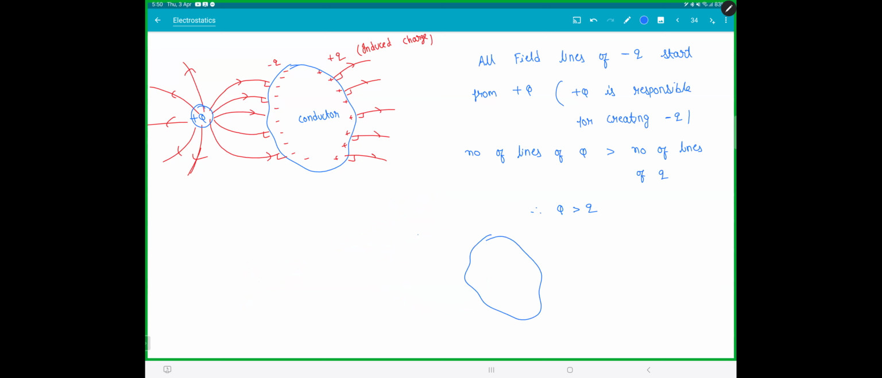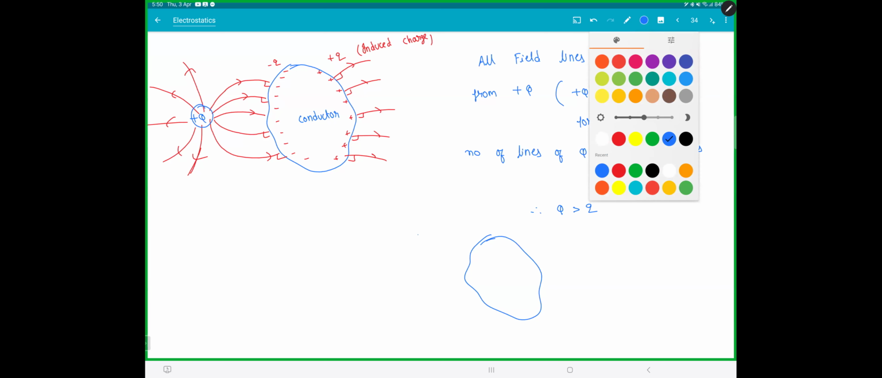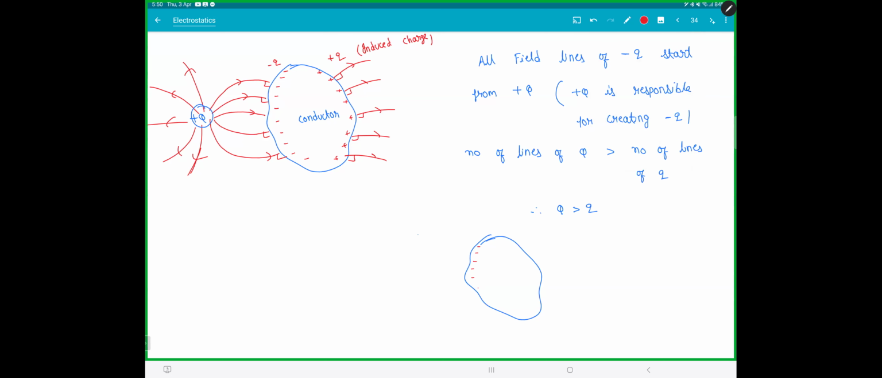Now, what Vihan asked: if you have negative and if you have positive, you cannot have a line like this. This is not possible.